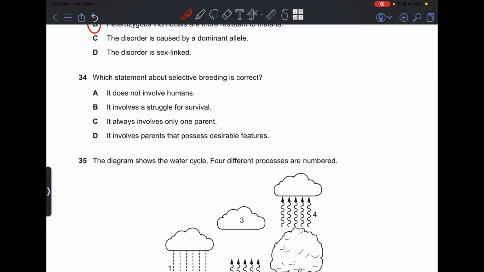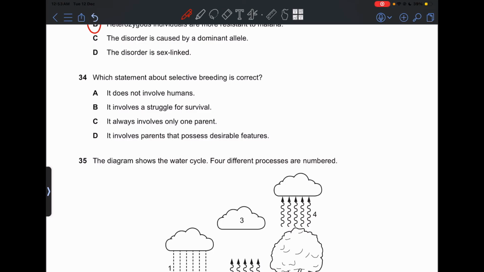34. Which statement about selective breeding is correct? We all know that selective breeding is when, for example, a farmer wants only a specific type of cow. If they want a brown cow, then they will only allow the brown cows to reproduce, and the other cows they will not let reproduce, so that leads to only brown cows being produced in later generations.